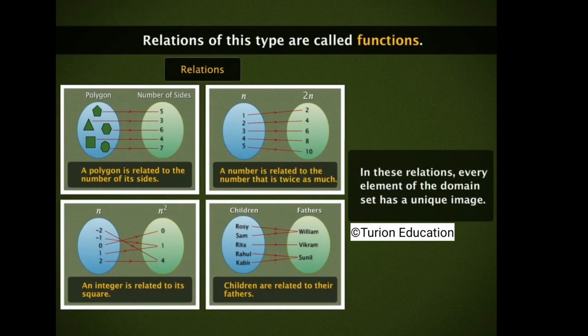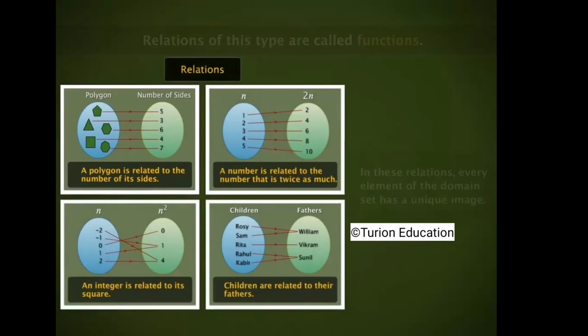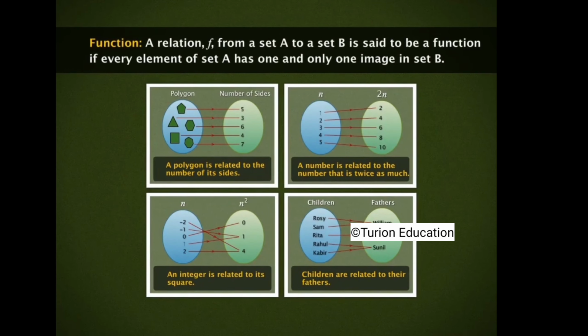We can see that a relation from one non-empty set to another non-empty set is called a function if every element of the first set has an image in the second set and none of the elements has more than one image. We can formulate this as the definition of a function. A relation f from a set A to a set B is said to be a function if every element of set A has one and only one image in set B.